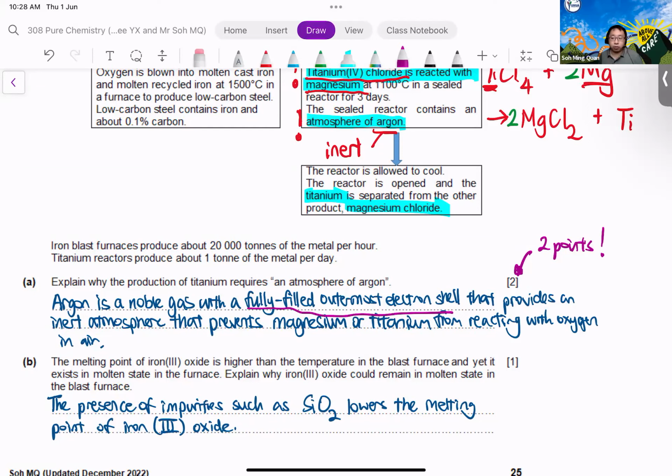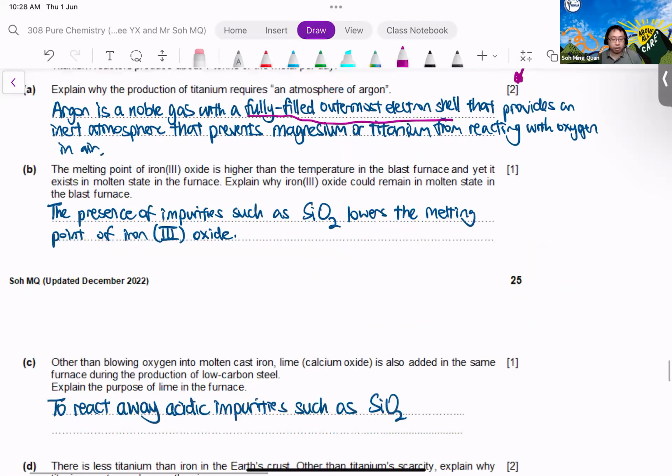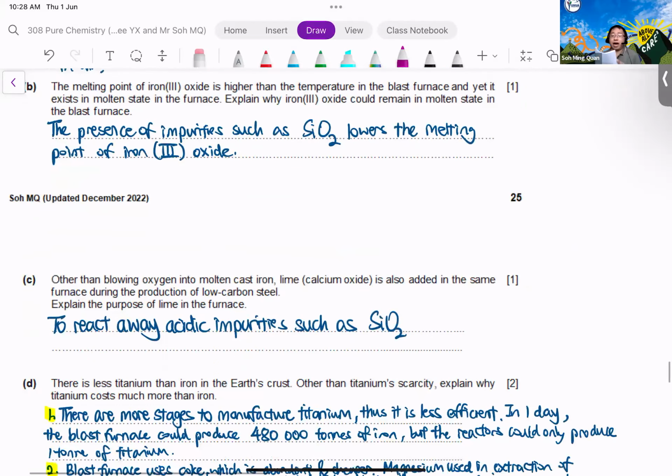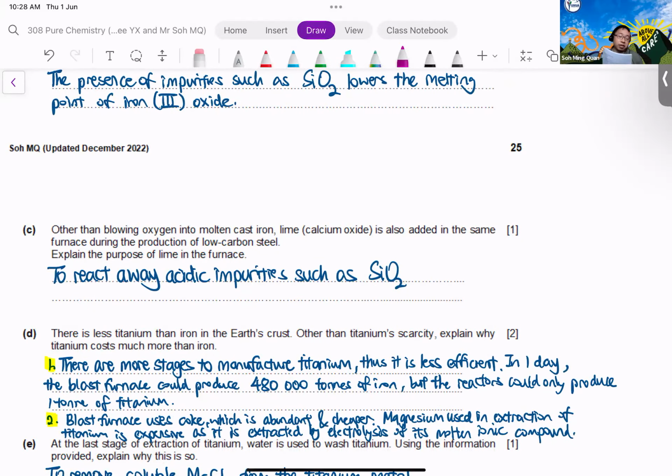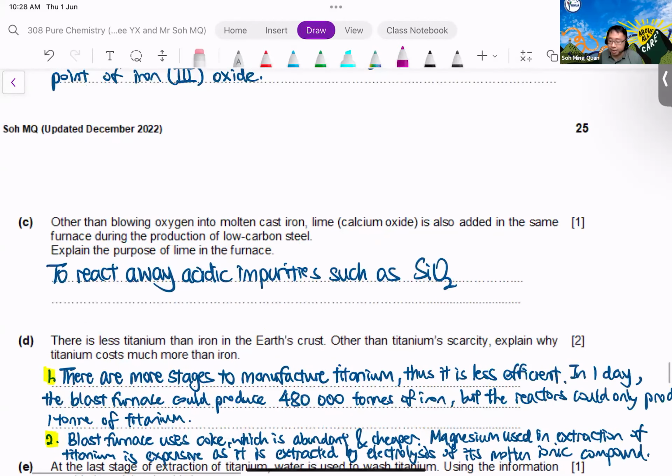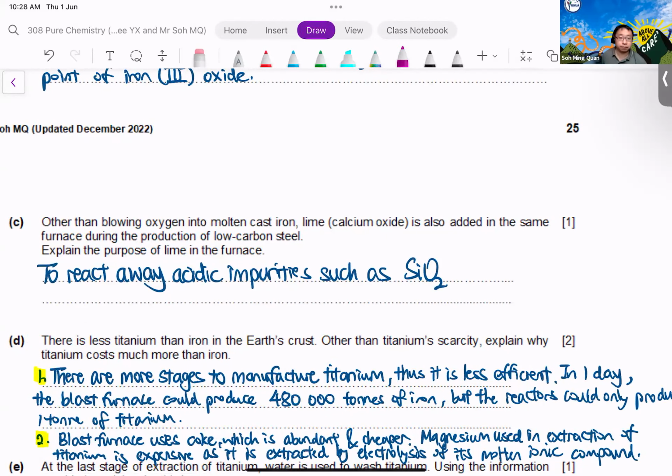Now, moving on, I don't think the rest is very difficult. Part C is quite straightforward. Okay? Lime, you add lime or limestone, typically is to react away the acidic impurities in SiO2. This is what you have learned under blast furnace. Now, it's part D that's perhaps a little bit harder. All right. Now, part D, okay, why does titanium cost so much more than iron?